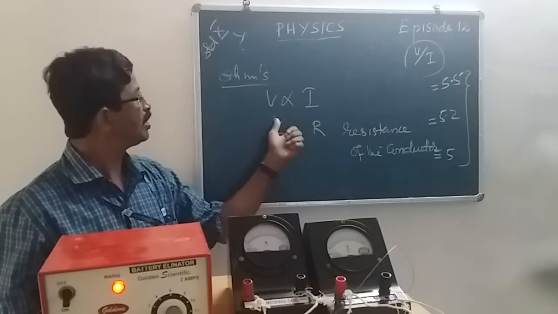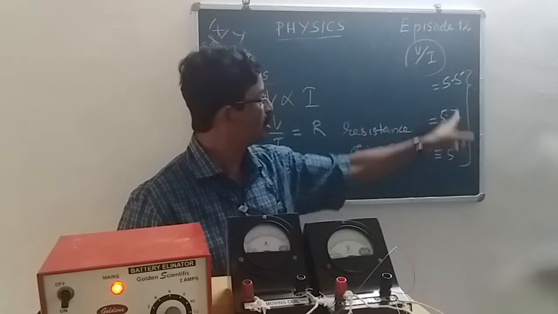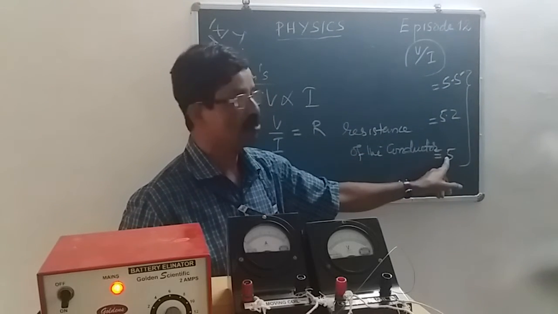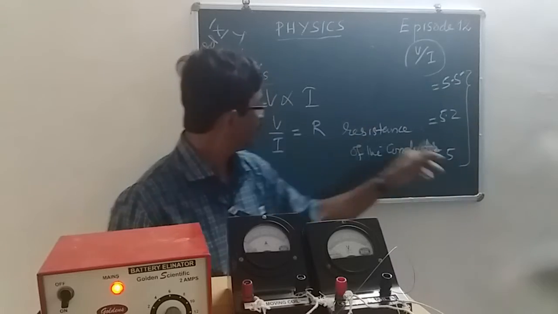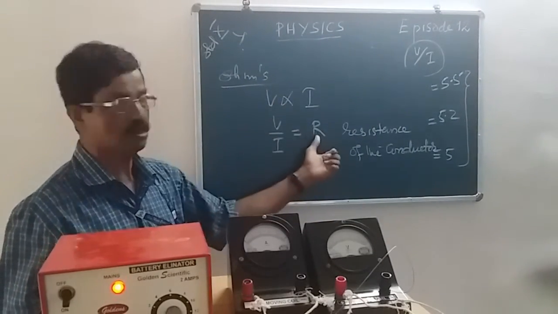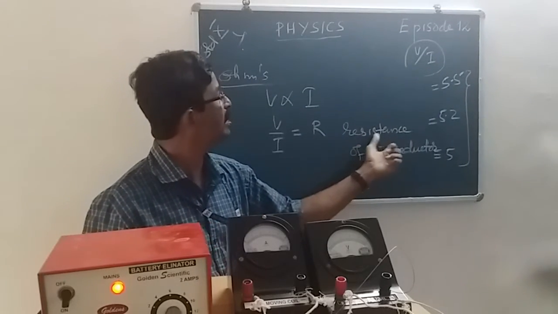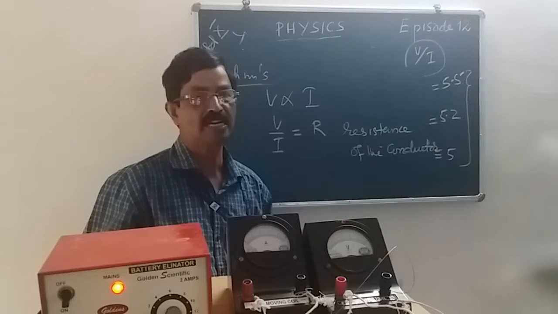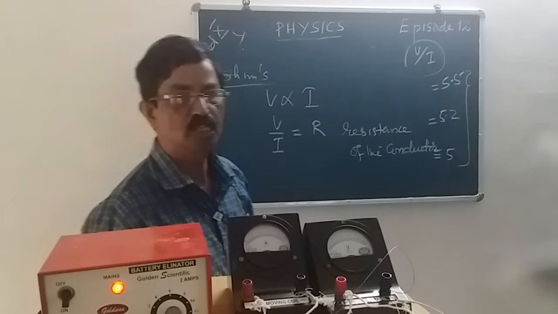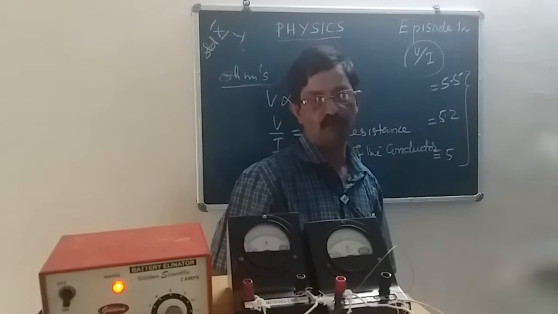That means V by I, that means we got here 5.5, 5.25, that ratio. This V by I is a constant, that means that ratio is a constant. And what is it called? It is called the resistance of the conductor. So, how can we state Ohm's law?